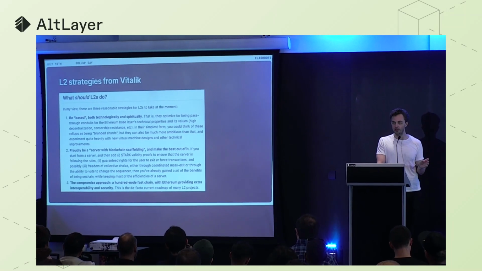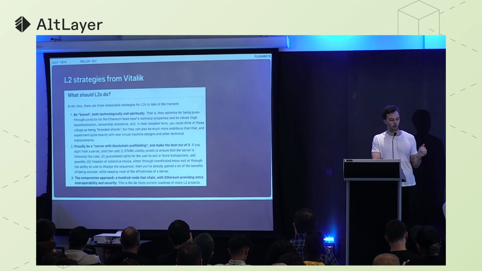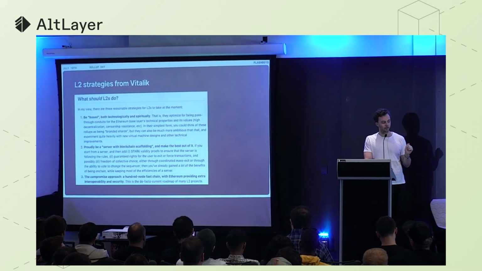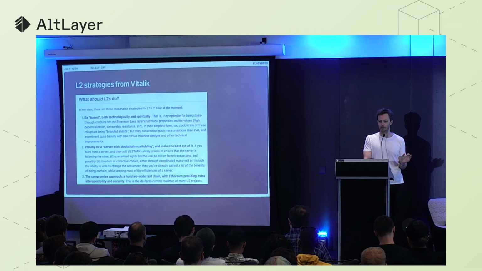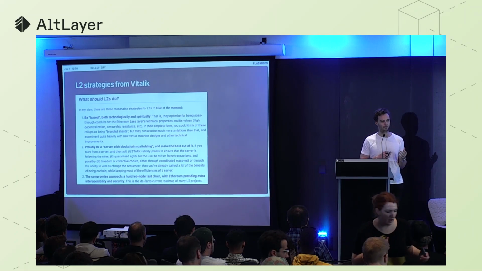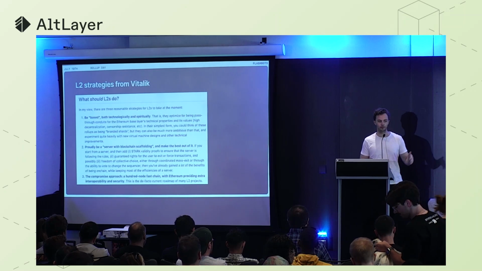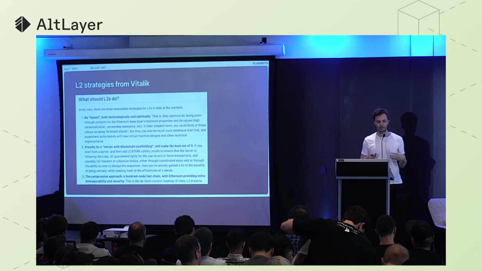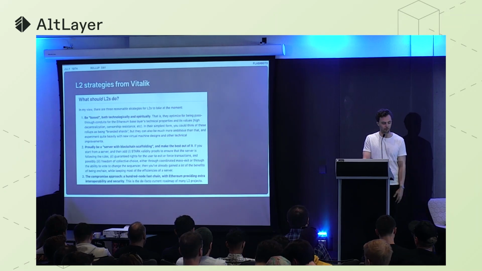He lays out 3 different possible endgames for rollups. And so one is to be based both technologically and spiritually. That means that rollups become sort of shards of Ethereum. They optimize for being conduits, pass-through conduits for Ethereum, and its base layer, its decentralization, its censorship resistance.